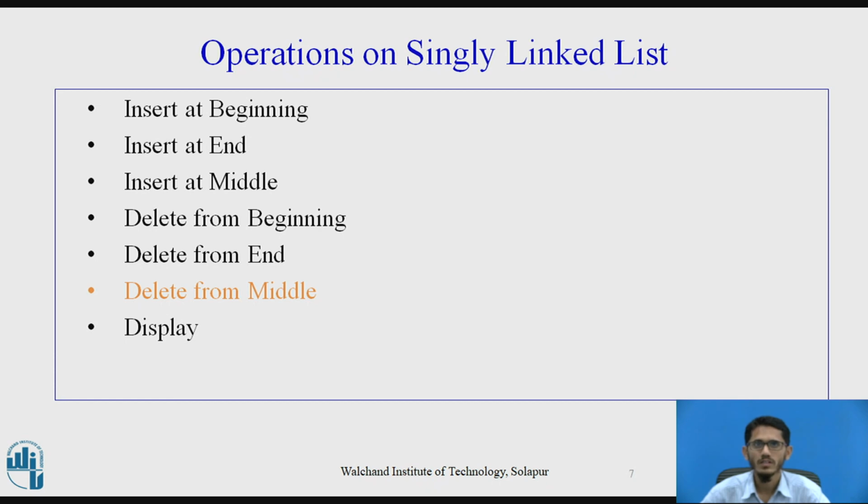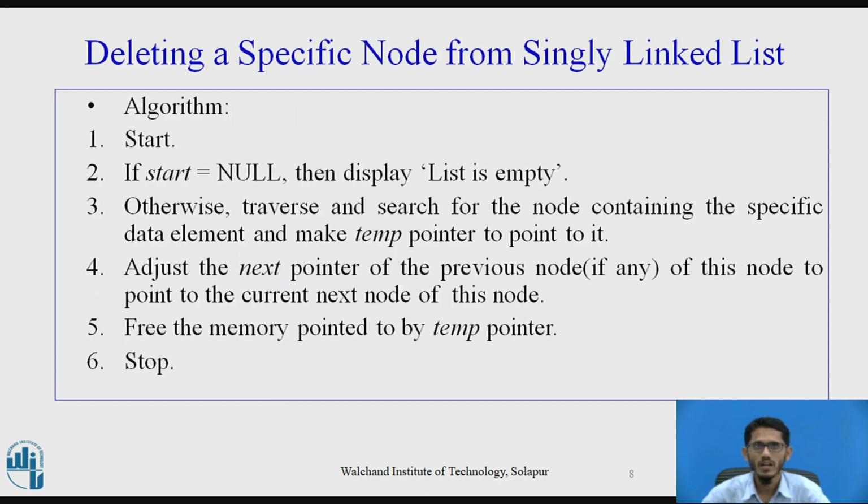Okay, so out of the operations on the singly linked list, today we are going to see this operation of deleting somewhere from the middle of the singly linked list, that is deleting an element whose value is specified and which is to be deleted from somewhere from the middle of the singly linked list. Let us see its algorithm first.